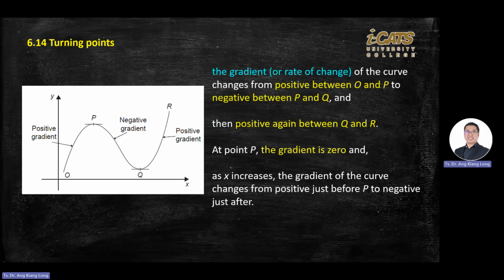So O to P is positive, go up. P to Q is negative gradient, then Q to R is positive gradient.